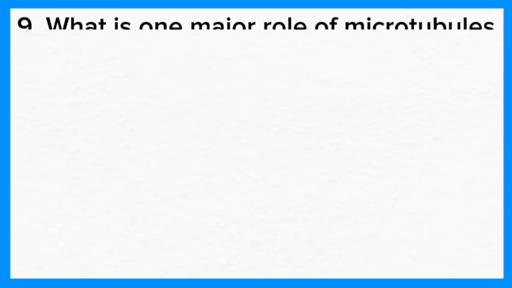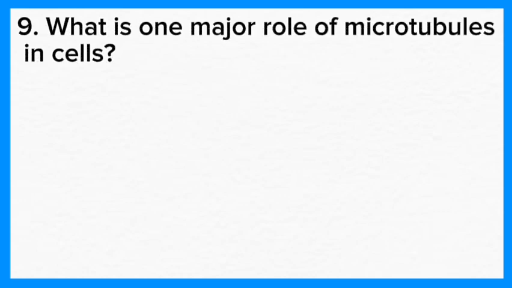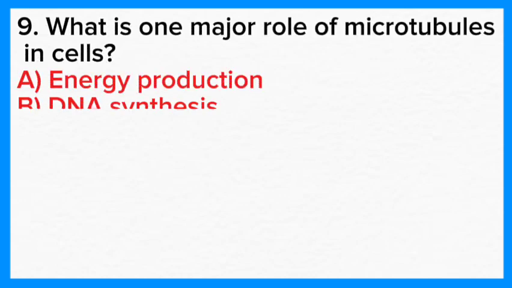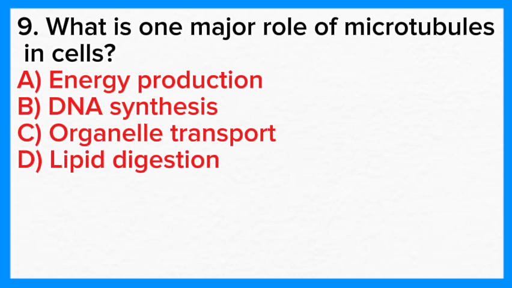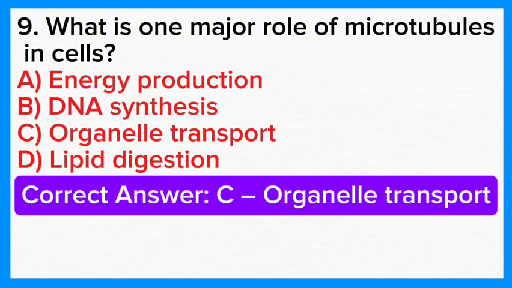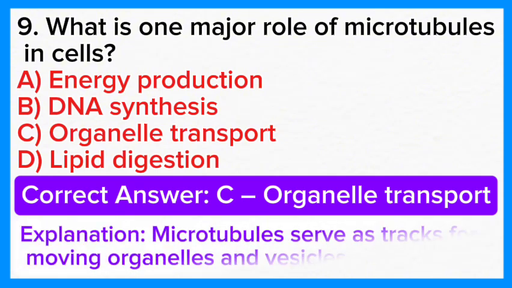9. What is one major role of microtubules in cells? A. Energy production, B. DNA synthesis, C. Organelle transport, D. Lipid digestion. Correct answer, C. Organelle transport. Explanation: microtubules serve as tracks for moving organelles and vesicles.